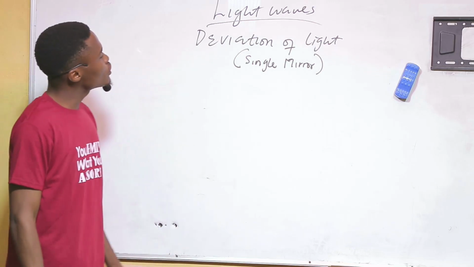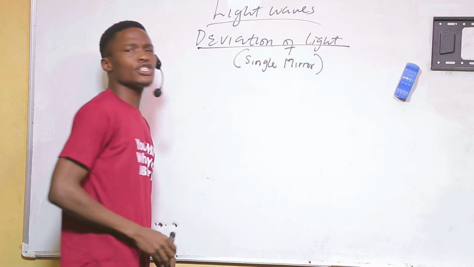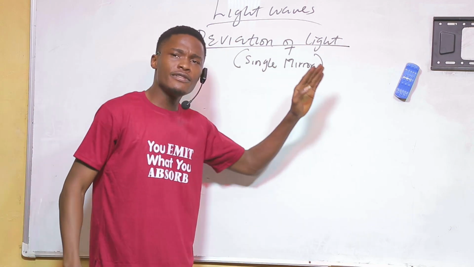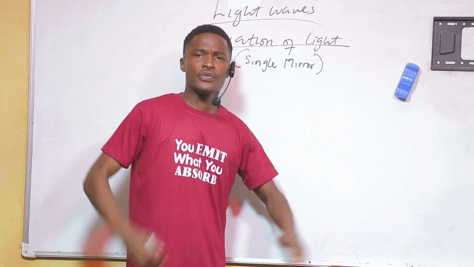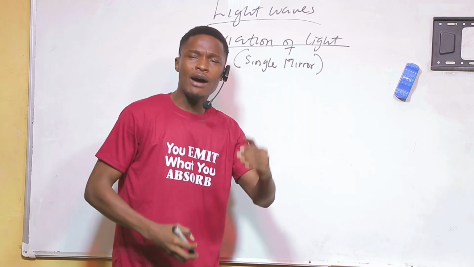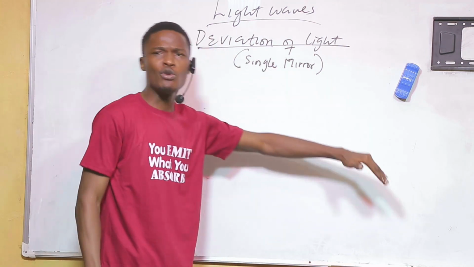Okay, so we are going to talk about deviation of what? Light. We are going to talk about deviation of light. And mind you, this deviation we will discuss is on a single what? Mirror. In another video, we are going to talk about when you have two mirrors. So let's talk about deviation in a single mirror.